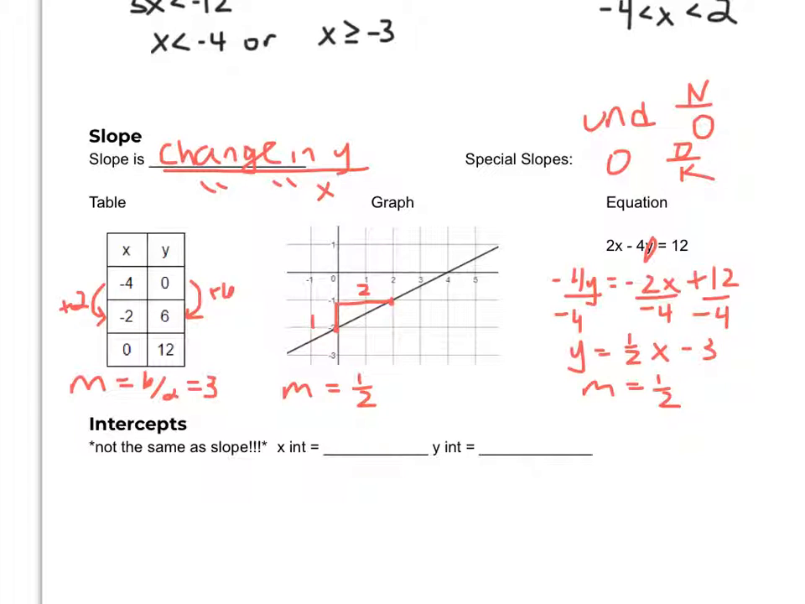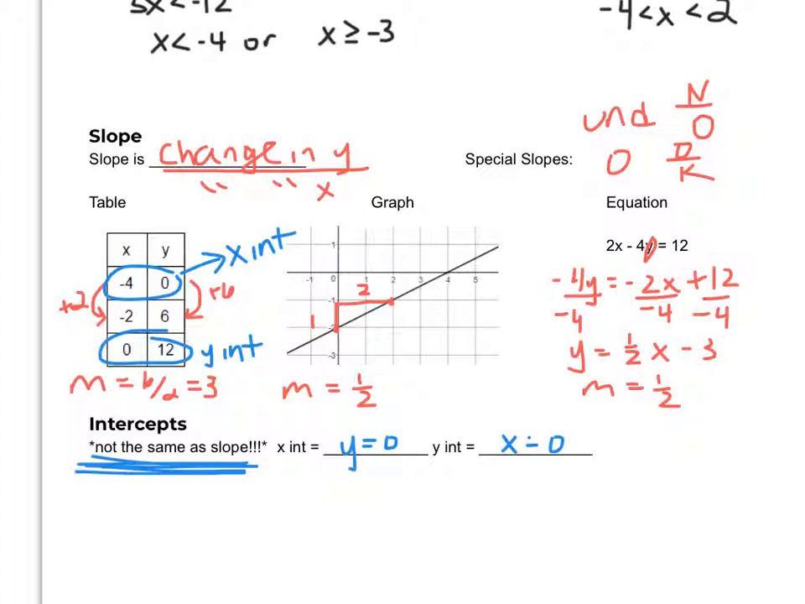Okay, the other thing we looked at were intercepts, x and y-intercept. An x-intercept means that y is 0, and a y-intercept means that x is 0. And these are not the same as slope. So my answers are not going to be what I have already written up here. So we're going to go back and say what our x and y-intercepts are. In the table, an x-intercept is when y is 0. So that's going to be my negative 4, 0 point. Sorry, y-intercept is when x is 0. They're opposites.